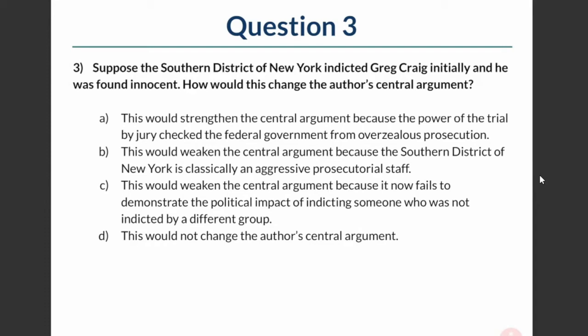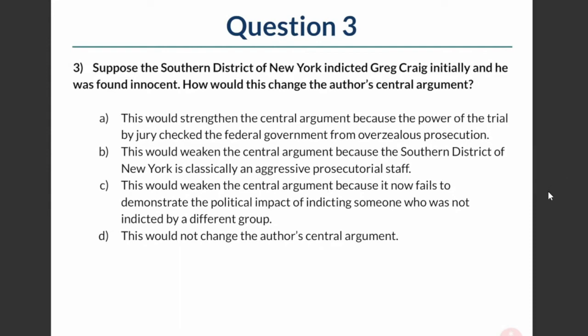my hunch is that it wouldn't strengthen the central argument. And then because the power of the trial by jury checked the federal government from overzealous prosecution, all right, so yes, trial by jury serves to check overzealous prosecution, but if this adjustment was made, that explanation wouldn't result. So that we can cross off.